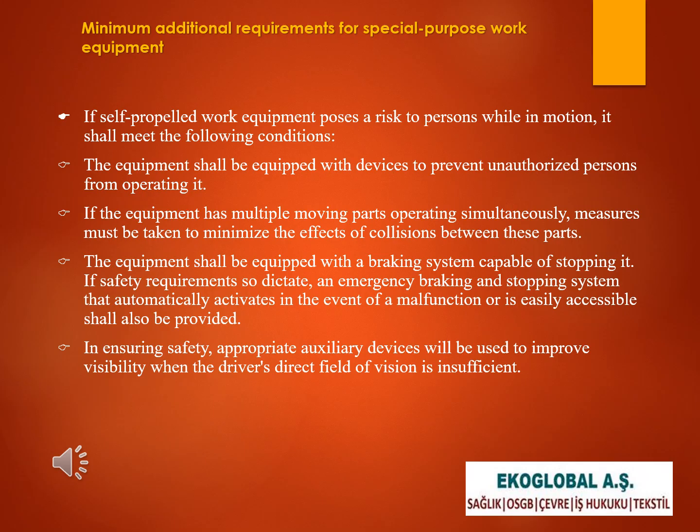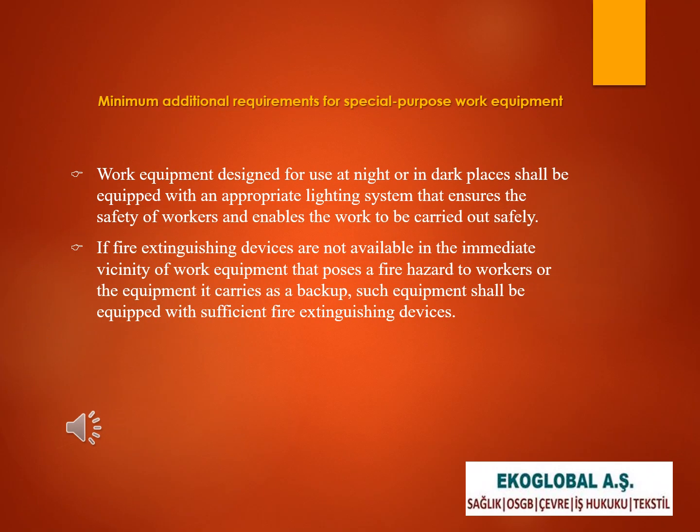In ensuring safety, appropriate auxiliary devices will be used to improve visibility when the driver's direct field of vision is insufficient. Work equipment designed for use at night or in dark places shall be equipped with an appropriate lighting system that ensures the safety of workers and enables the work to be carried out safely. If fire extinguishing devices are not available in the immediate vicinity of work equipment that poses a fire hazard to workers or the equipment it carries as a backup, such equipment shall be equipped with sufficient fire extinguishing devices.